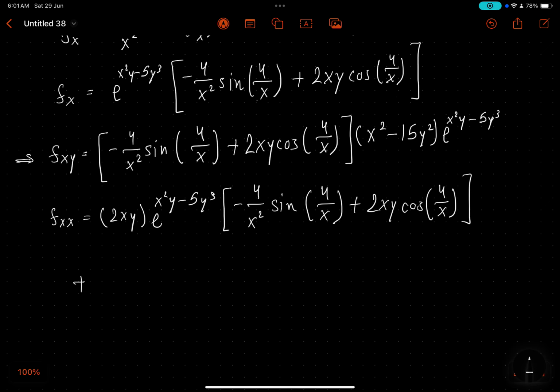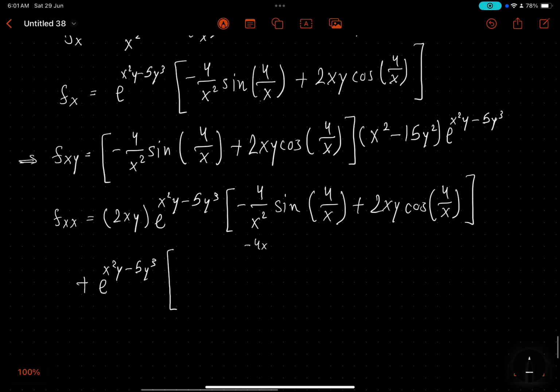Now we add that to e to the x squared y minus 5y to the 3. Now this is the second part of the product rule. So first we're going to evaluate the derivative of this term. The derivative of this term will require us to do the product rule. So this is minus 4x to the negative 2.